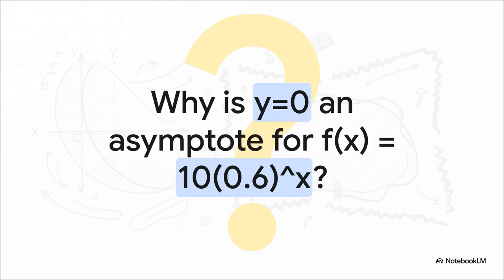Question 4 asks us to go just a bit deeper. Explain why y equals 0 is an asymptote for f of x equals 10 times 0.6 to the power of x. See if you can verbalize the why out loud. Well, the reason is that in a standard exponential function with no vertical shift, no matter how ridiculously large your x value gets, the total value will just get continuously smaller, approaching 0. But the math literally prevents it from ever actually reaching an absolute 0.